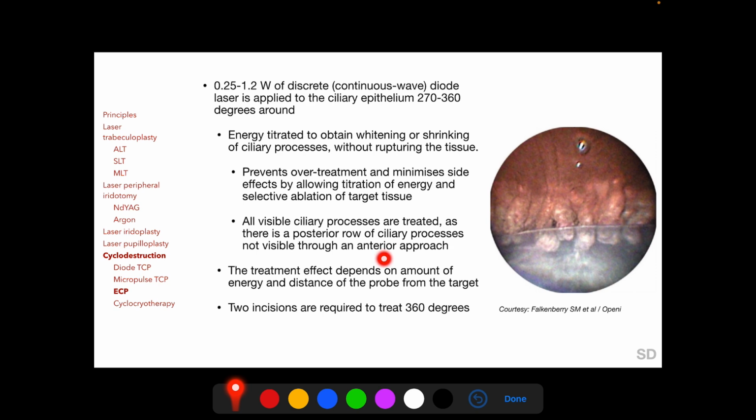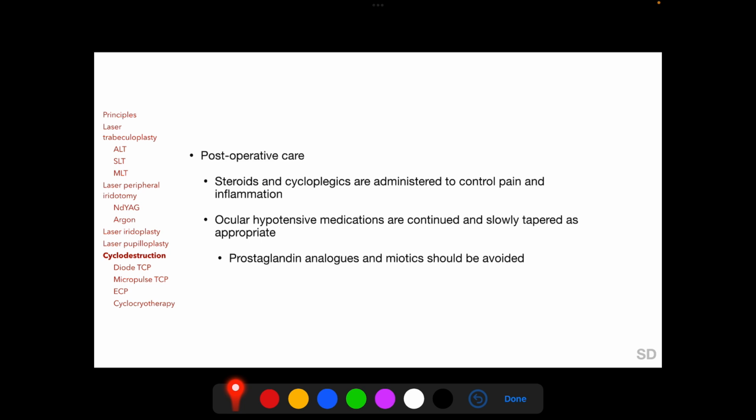Through an anterior approach, all visible ciliary processes are treated, as there is a posterior row of ciliary processes which are not visible through the anterior approach, and the treatment effect depends on the amount of energy delivered and distance of the probe from the target tissue. 2 incisions will be required to treat 360 degrees of the ciliary epithelium. Following cyclophotocoagulation, steroids and cycloplegics are administered, and ocular hypotensive medications are continued and slowly tapered as the IOP lowering effect of cyclophotocoagulation sets in. But prostaglandin analogs and miotics should be avoided because they may promote post-laser inflammation.